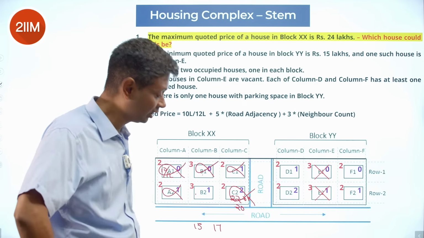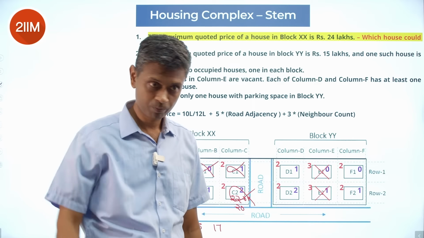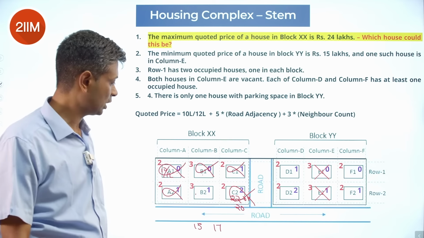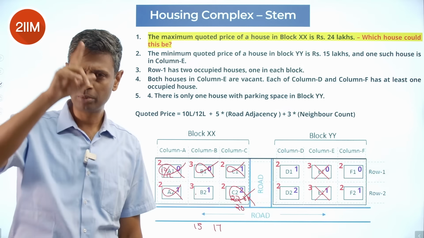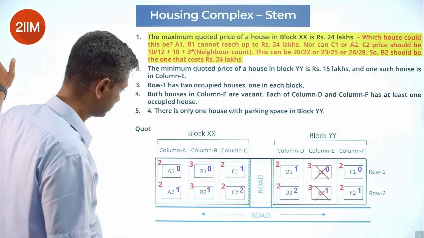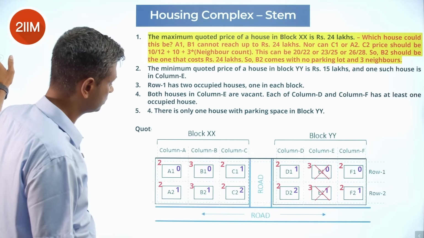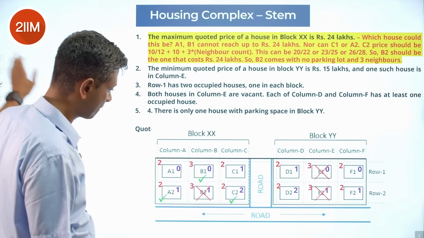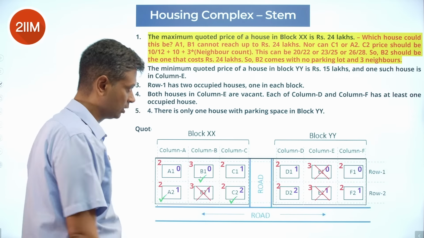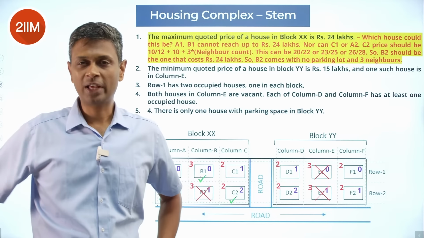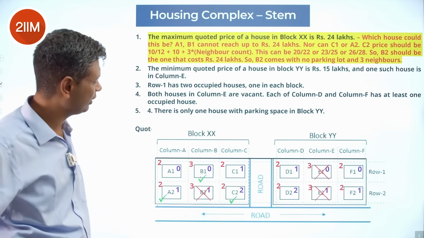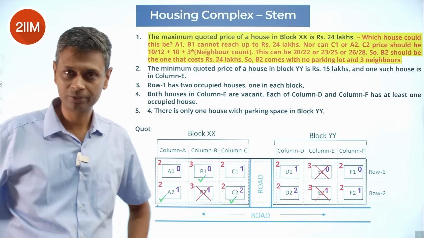So this is 15. No parking space. 3 neighbors. And 1 road adjacency. 10 plus 5 plus 9 is 24. That's what's happening here. So these 3 are occupied. This is unoccupied. And cost 24 lakhs. And straight away, we've got a ton of information. And so we can calculate a ton of other things based on this. Beautiful.